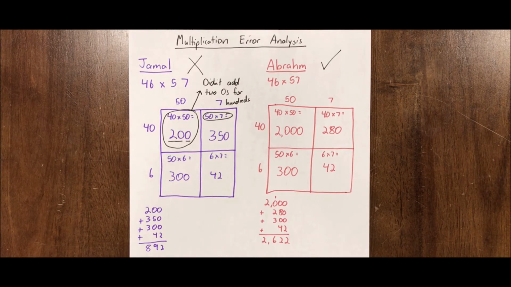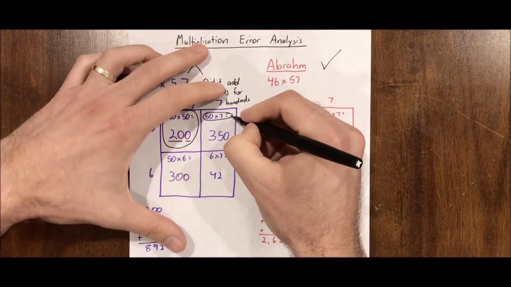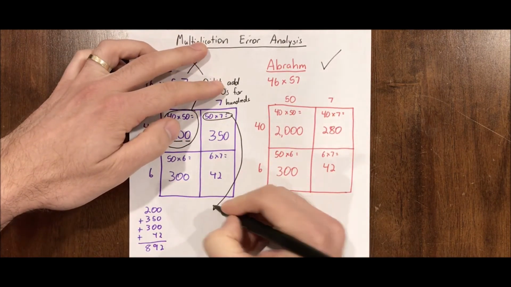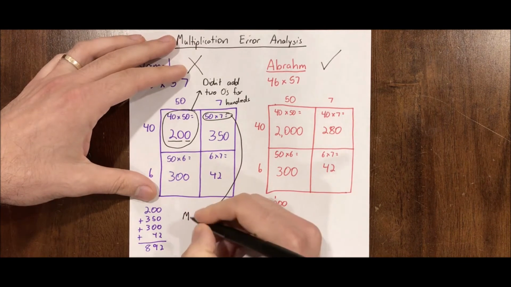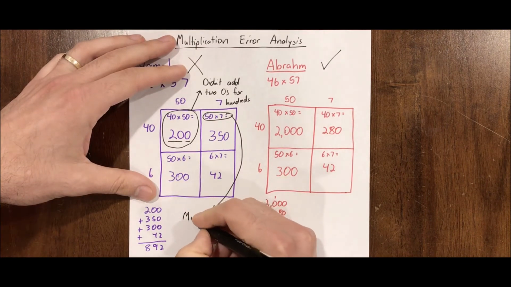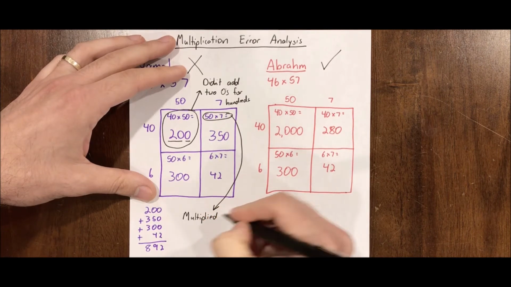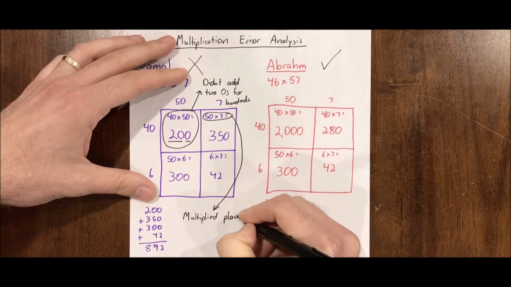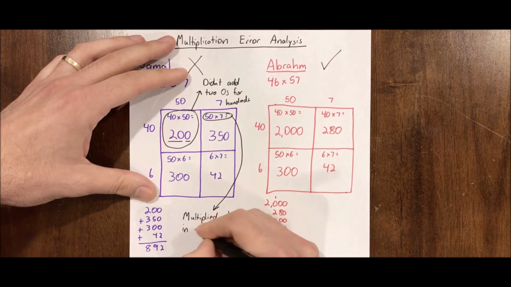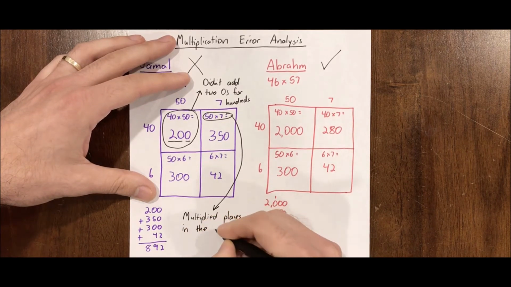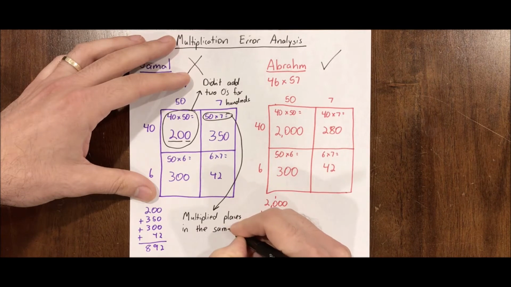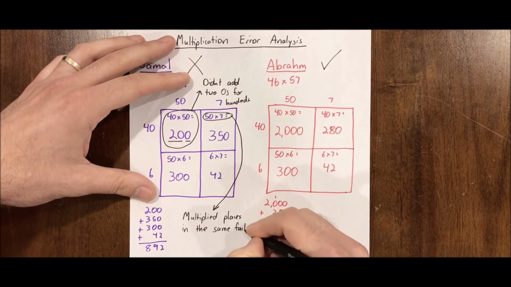Yeah, 50 and 7 are part of the same factor. We need to multiply the places in the other factor, not the same factor. I'll make a note here so we can remember. He multiplied places in the same factor.